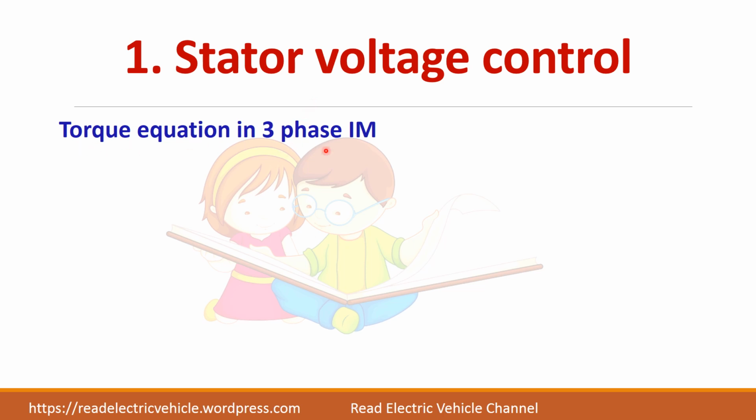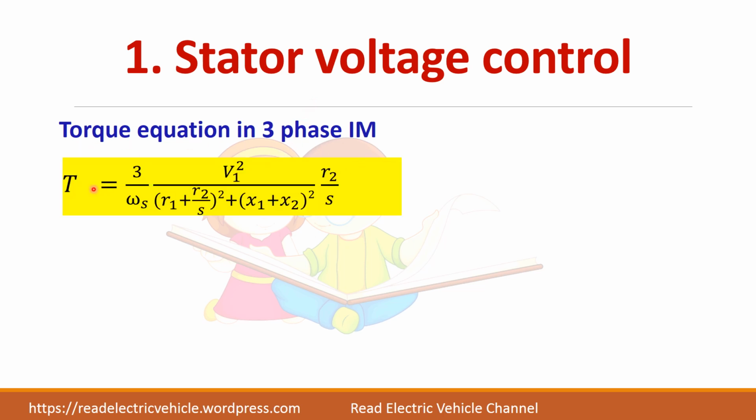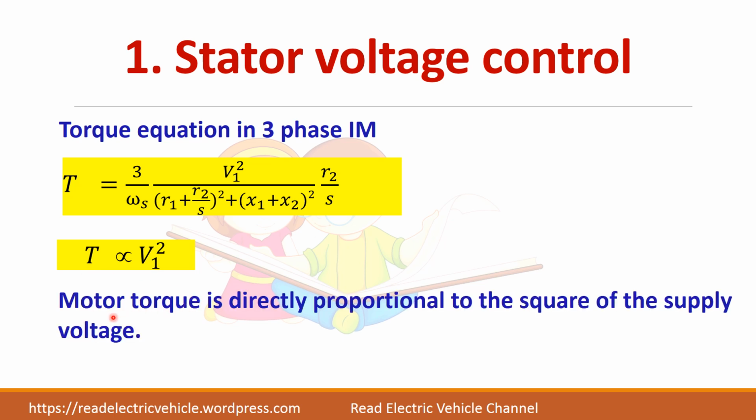So the torque equation in three-phase induction motor is given by T is equal to this equation, which we have already derived in the previous video about induction motor drives. So in that you will get this relation. So we can write it as torque is directly proportional to voltage square. So by varying the voltage, you are able to vary the torque. So the motor torque is directly proportional to the square of the supply voltage.